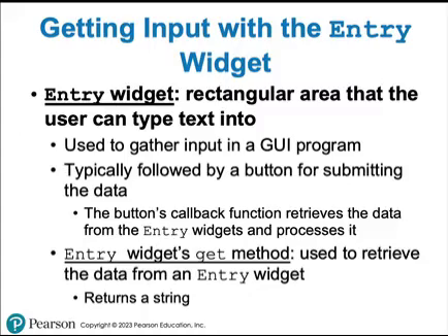An entry widget is a rectangular area in which the user can type text. Presumably you're going to read that, so when you call the callback function, it's probably going to use the entry widget's get method, which will take all the text the user typed in that box and return it to the calling program as a string.